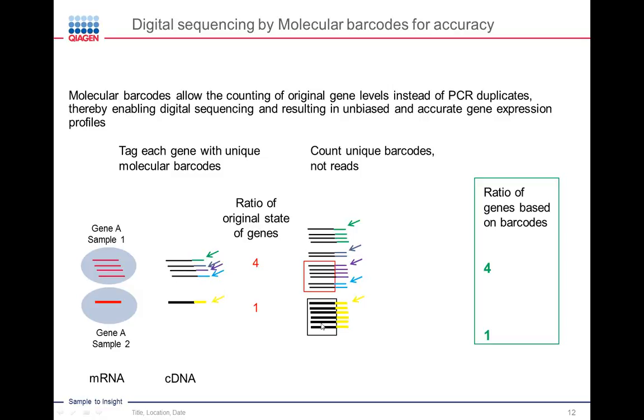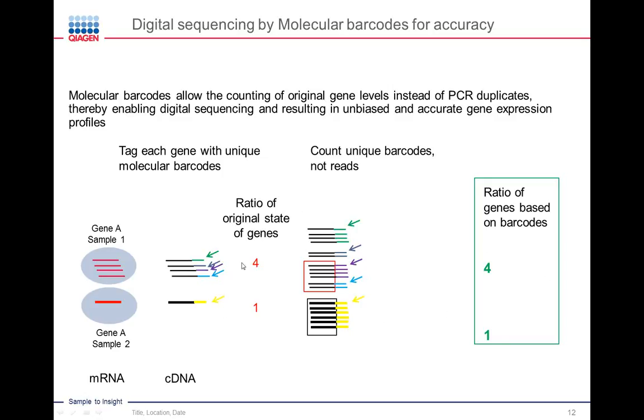Again, instead of counting all the reads that are coming off the sequencer, we count the unique molecular barcodes that were captured during all the workflow steps. And so by counting the unique molecular barcodes, we end up with a 4-to-1 ratio because we were able to capture 4 individual transcripts for gene A in sample 1 and 1 transcript for gene A in sample 2. So instead of counting individual reads or transcripts, we're counting all these individual molecular barcodes to preserve the ratio of genes that we started with.